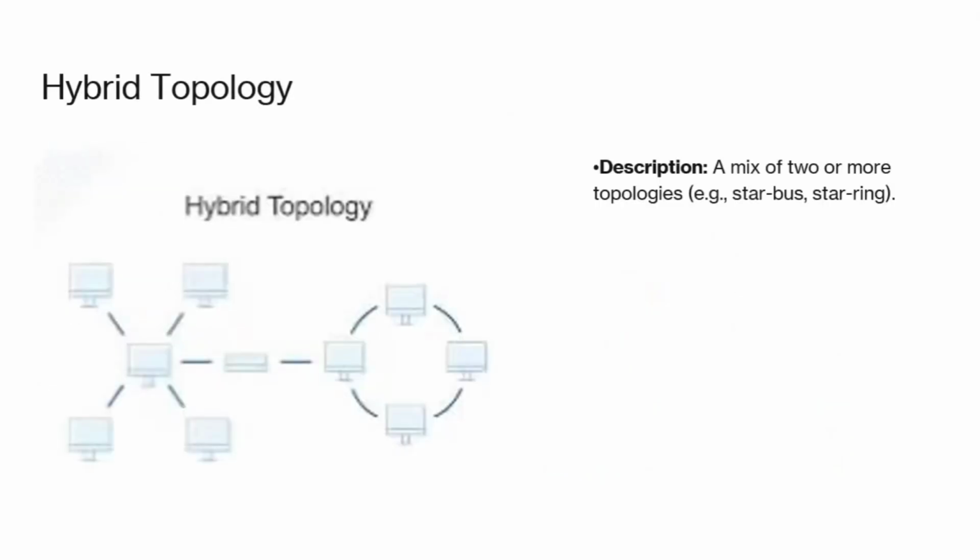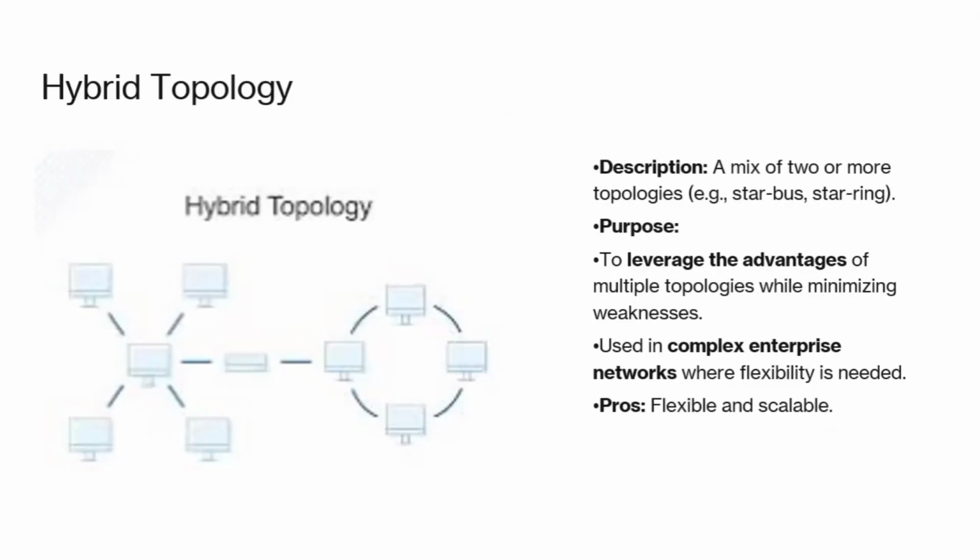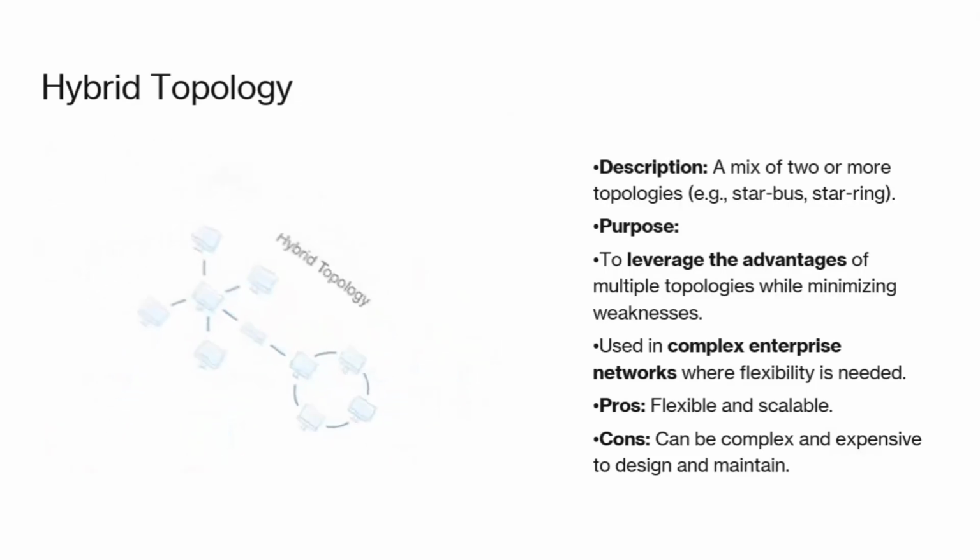We have the hybrid topology, a mix of two or more topologies, for example star-bus or star-ring, to leverage the advantages of multiple topologies while minimizing weaknesses. It is used in complex enterprise networks where flexibility is needed. The advantage is it is flexible and scalable. The disadvantage is it can be complex and expensive to design and maintain.